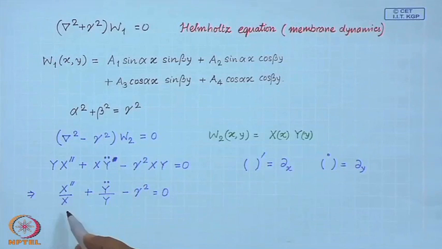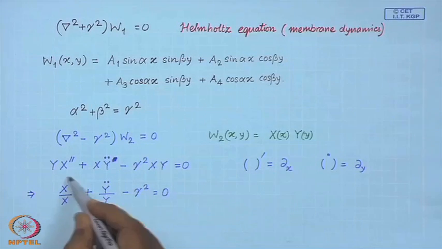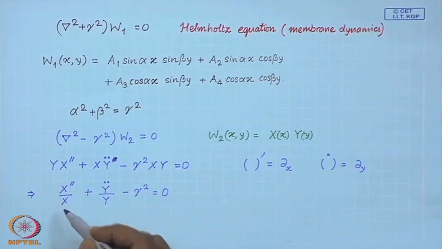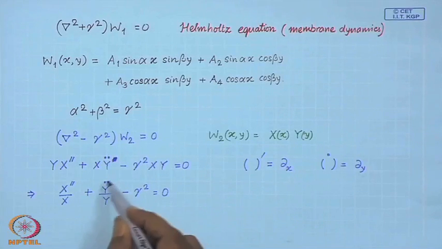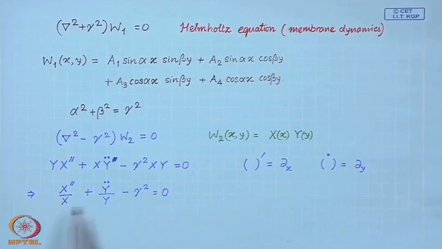Now, you see that this term is solely a function of x, this term is only a function of y, and this is a constant. So, for arbitrary x y, if this equation has to be satisfied, then each of them must be constants. So, that would imply, let me indicate this constant by alpha bar square.